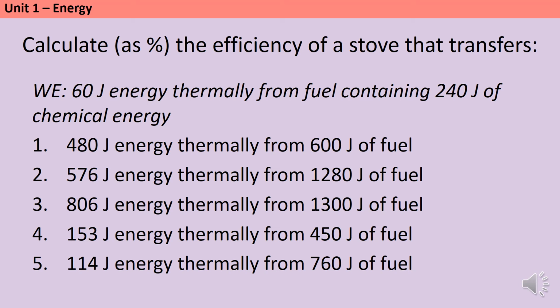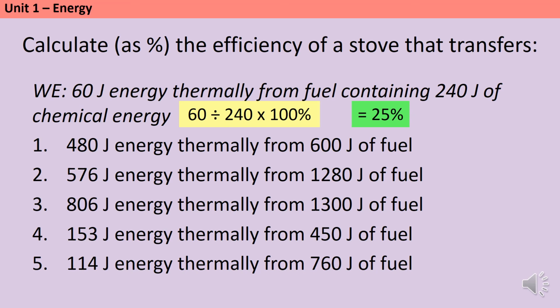In this question, we're looking at a stove transferring a store of chemical energy as a thermal transfer. So the thermal transfer is the useful transfer. And so we start off in the same way we did before, dividing 60 by 240. But now to express it as a percentage, I need to multiply it by 100. So 60 divided by 240 would be 0.25, and that times by 100% gives me 25%. Pause the video and have a go at these 5 questions yourself.